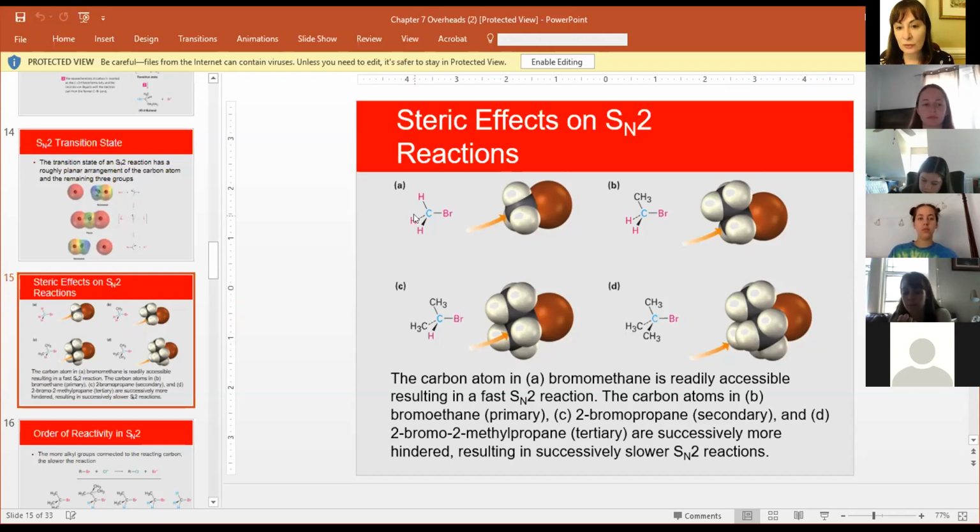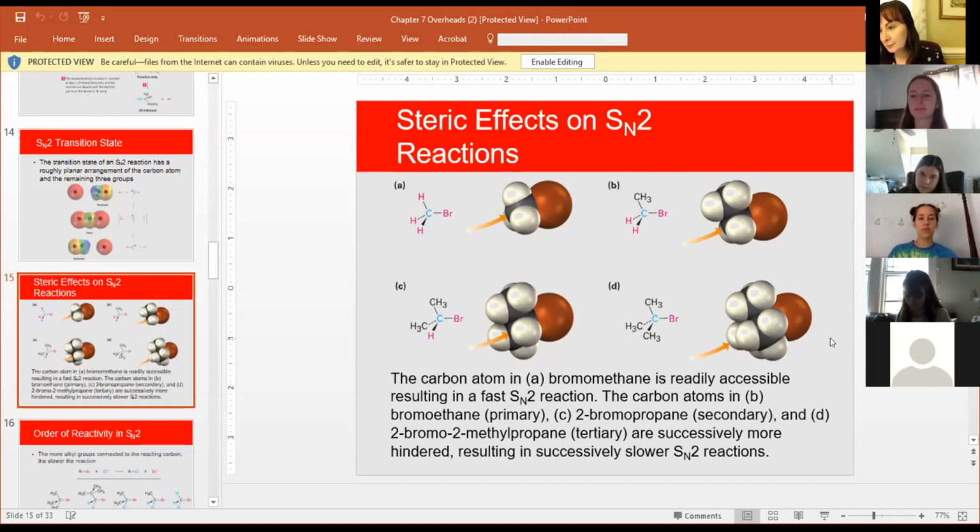So if I ask you to rank these substituents in order of how easy it is to do an SN2 reaction on them, what would the order be? Which one is the easiest to do an SN2 reaction on? Methyl carbon. A, right? This is the easiest one. And then the next one would be B, which is this primary carbon here. And then the next one would be C, which is a secondary carbon. And the hardest one would be D, which is a tertiary carbon.